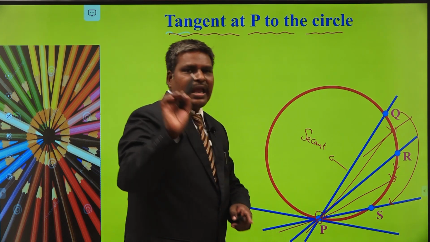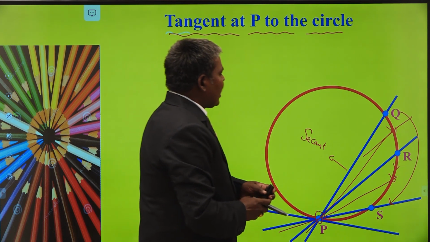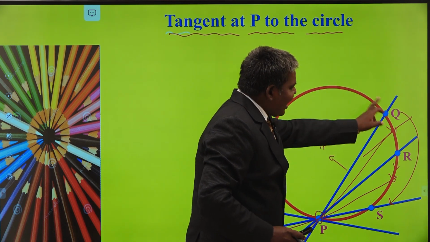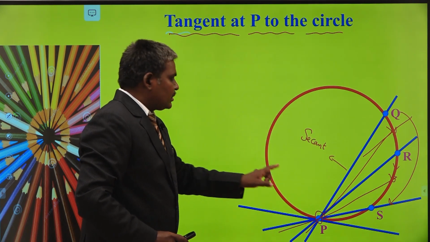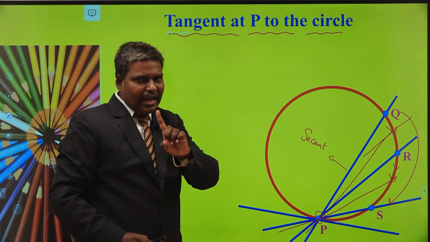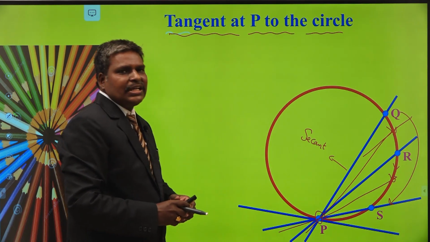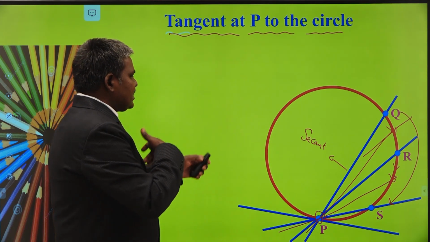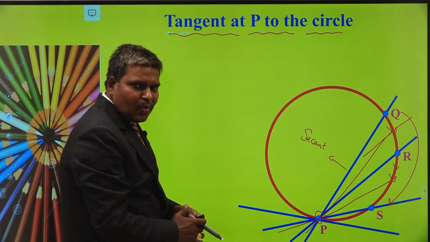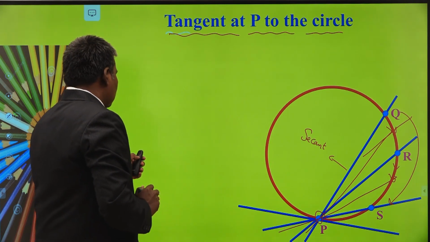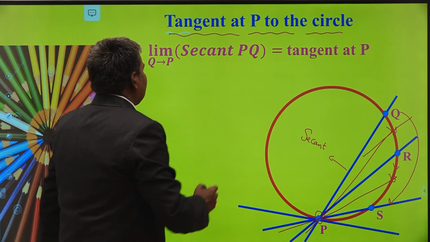It touches the circle at only one point. So, we are approaching Q to P along the circle. The secant line becomes tangent to the circle. We mean the circle touches the line at only one point, and we say that the line is tangent to the circle. So, in this manner, the secant becomes tangent to the circle. So, Q approaches to where? P, along what? Circle, right? So, we can define in this manner: limit Q tends to P, secant PQ is tangent at P.